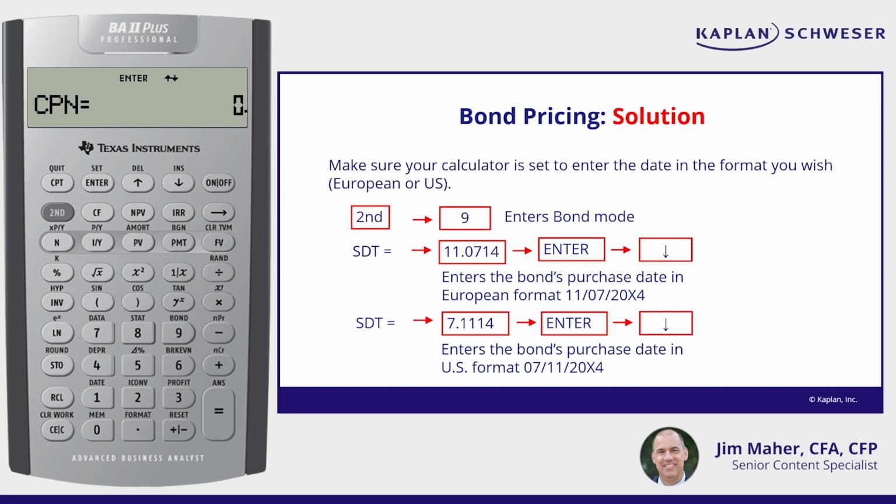Now, if you want, you can do the US bond, okay? So let's go ahead and change that to the US bond format. And to do that, you go 7.1114, okay? And then enter, and then scroll down, okay? All right, so that's the way I would prefer to do it. I'm based in the United States, so I will use that convention.